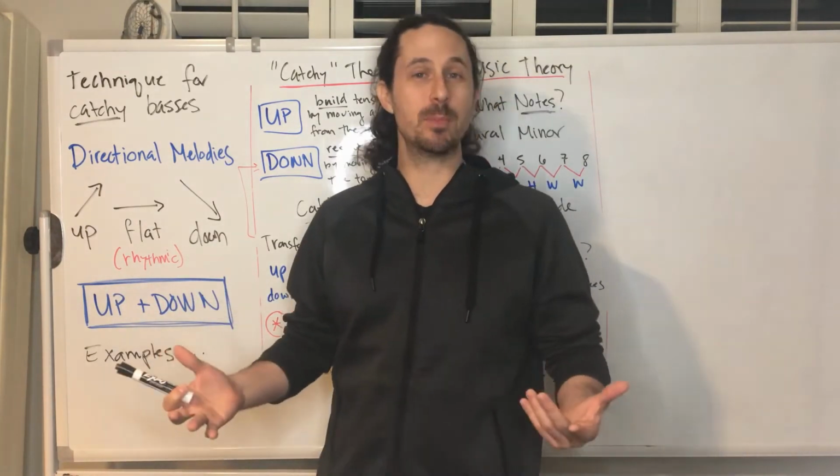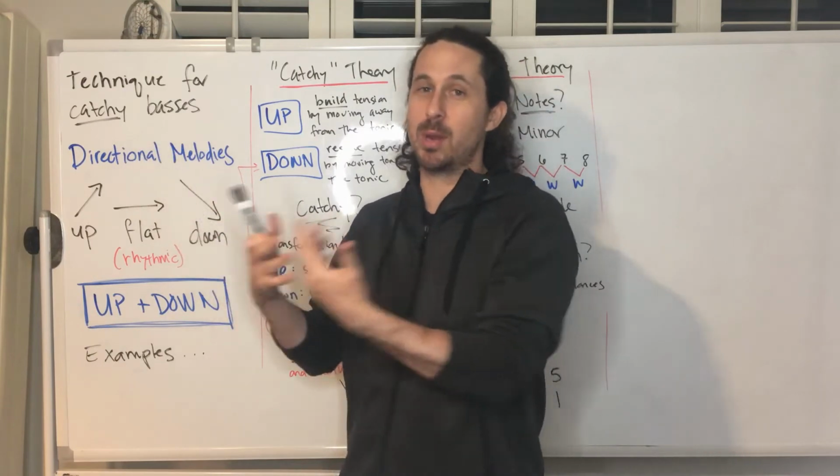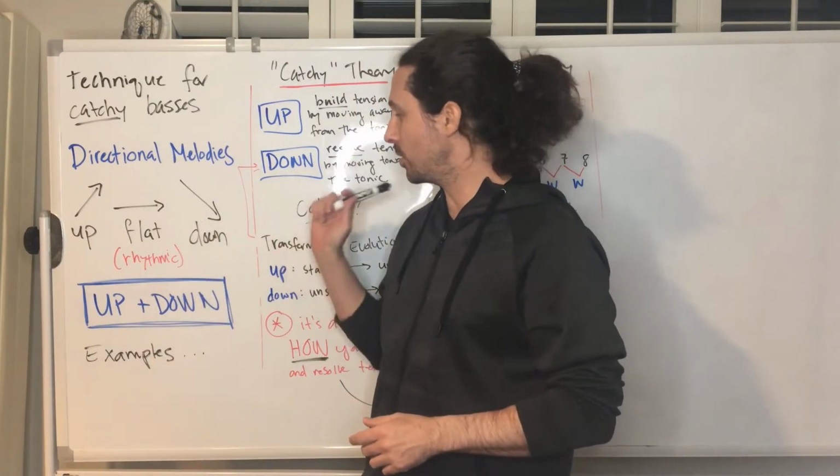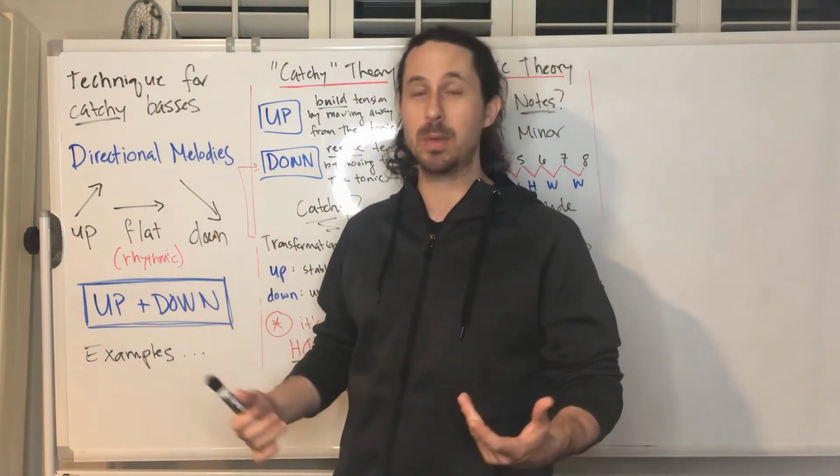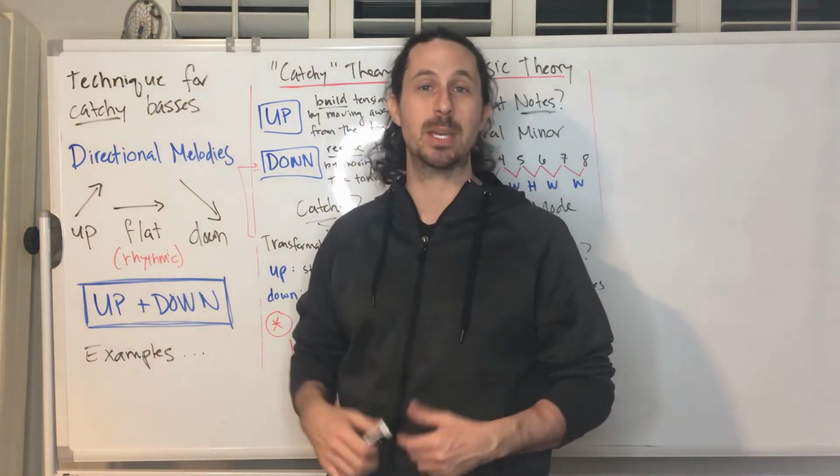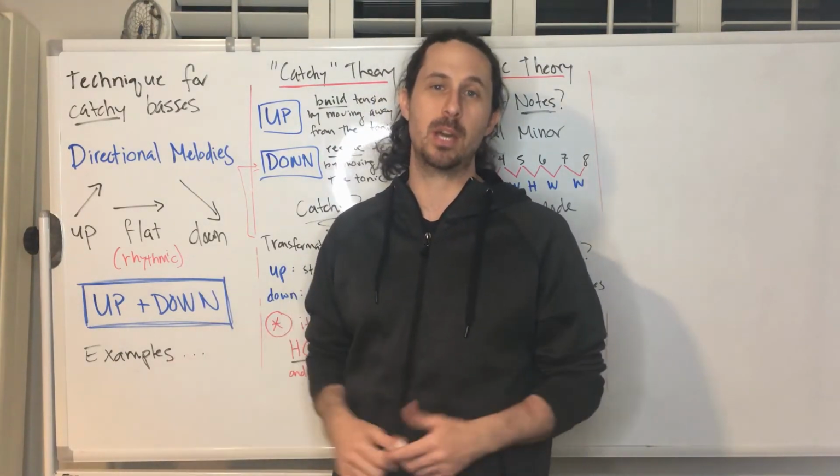Now this might seem very simple, right? Just write a melody that goes up or write a melody that goes down. There's a little bit more under the hood, which we're going to go over in a little bit. But first, let's check out some examples of what we mean by up and down melodies.